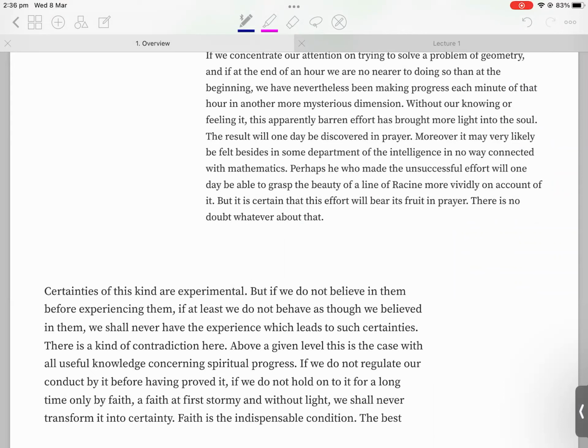"If we do not regulate our conduct by it before having proved it, if we do not hold on to it for a long time only by faith, a faith at first stormy and without light, we shall never transform it into certainty. Faith is the indispensable condition."